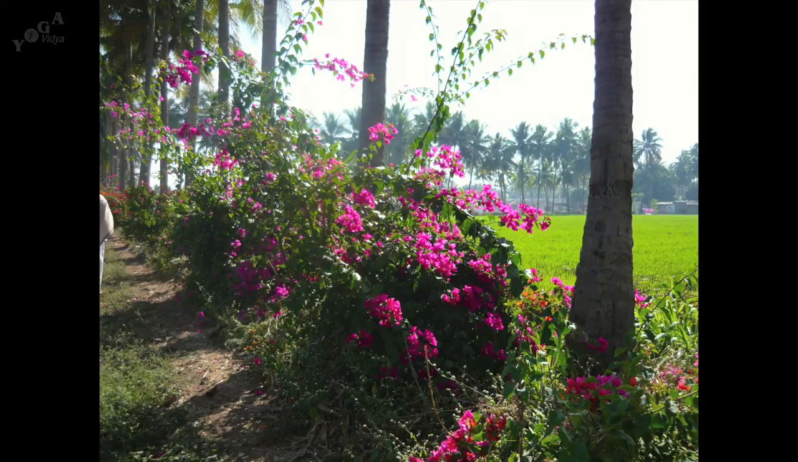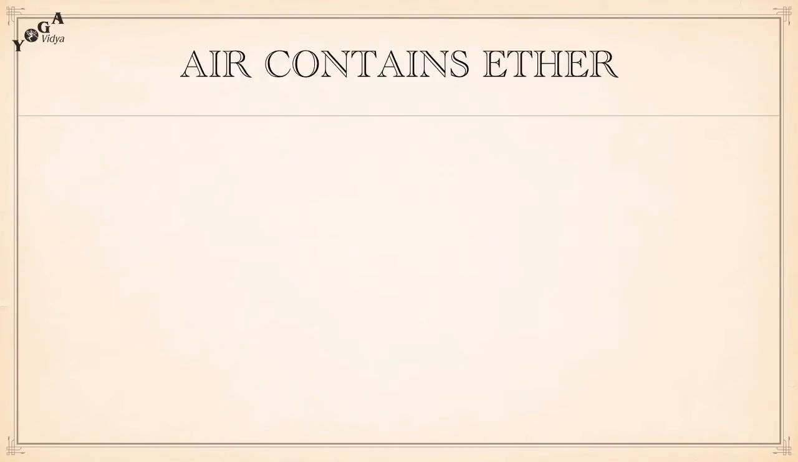Each of the elements has a sensory quality. Ether has the sensory quality of sound, where ears are the instruments. Air contains ether, so it has the qualities of ether plus the qualities of air, which are cold, dry, rough and mobile. Air has the sensory quality of touch, with the skin as the instrument of touch, so it can be heard and felt.